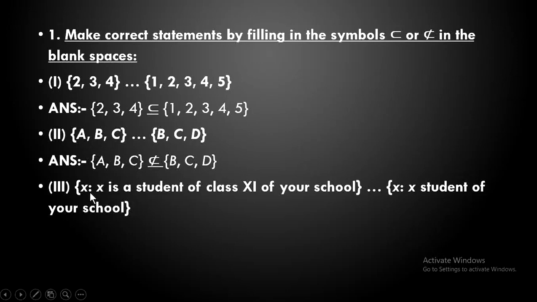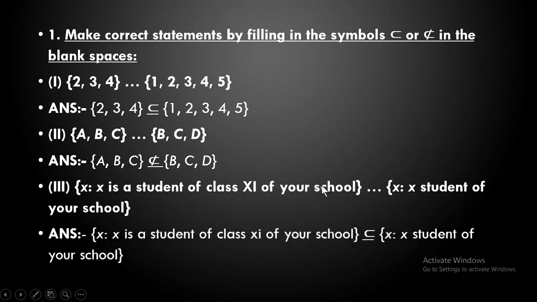Now next one you can see x is such that x is a student of class 11th of your school, and x is such that x is a student of your school. Now over here the first should be a part of the second one, as you remember. So when you say x is a student of class 11th and then you say x is a student of your school, under a student of your school only comes a student of class 11th. So when he or she is a student of class 11th, it means he or she is again a part of the school also. So here the first one will be a subset of the second one.